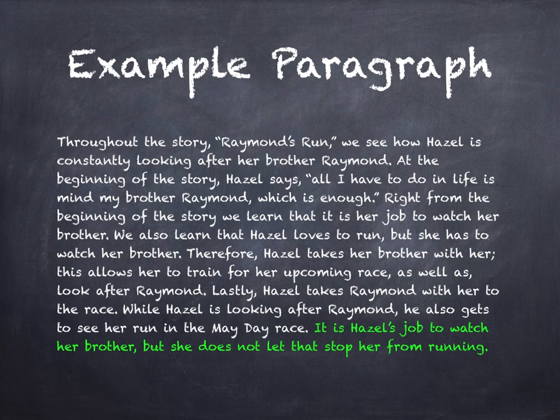And lastly, in green at the bottom, you can see my closing sentence. It is Hazel's job to watch her brother, but she does not let that stop her from running. So I've kind of tied up this entire paragraph. By this sentence, you know that this sums up that paragraph very well. It still is connecting with the fact that she has to watch her brother, but it also connects with the fact that she loves to run. And that's kind of an overlying theme as well throughout this paper. It's not the theme that I made in my thesis, but running is a big part of this story. So this connects everything together.